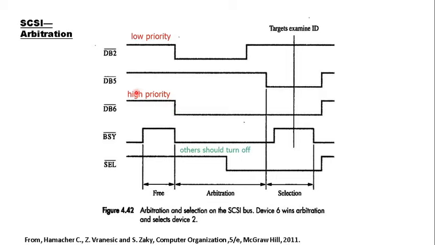Then, at the same time, I told you our CD-ROM controller is trying to gain control of the bus. So DB2 will also activate its data line. So at the same time, DB6 as well as DB2 is getting activated. Okay, now we have two parties competing for the bus, that is the person at DB2 and the person at DB6.